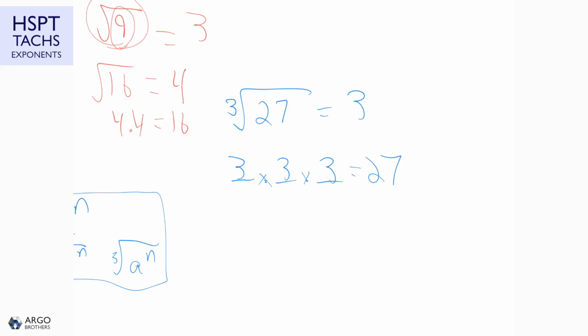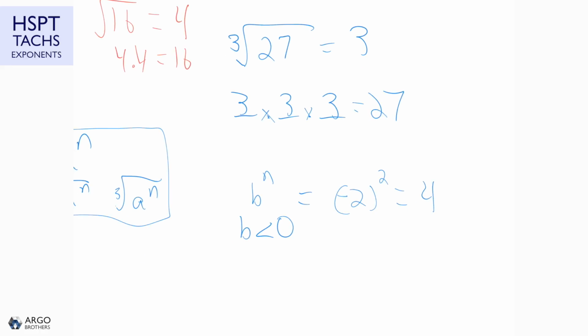So if we have b to the n, where b is less than 0, negative numbers are less than 0, then we get a couple of things. It depends on b, okay? So what if we have negative 2 squared? That would be negative 2 times negative 2, which is 4. That's pretty obvious. What if we have negative 3 cubed? Well, that will not be 3 times 3 times 3, which is 27. That would be negative 3 times negative 3 times negative 3, which would equal negative 27.